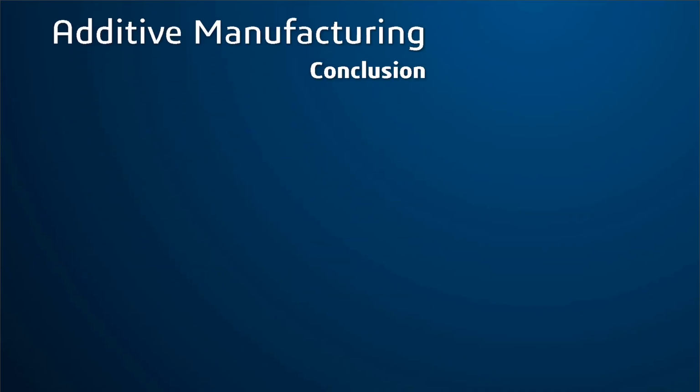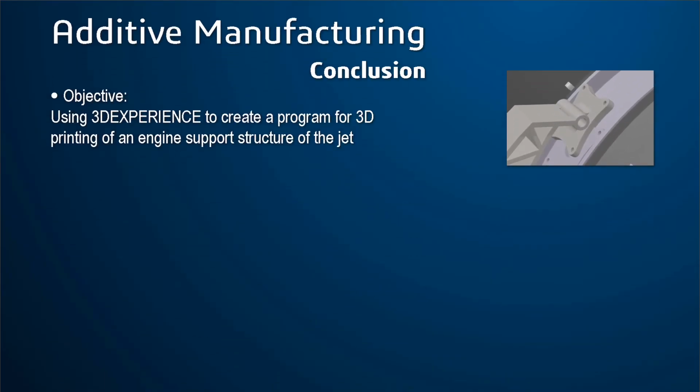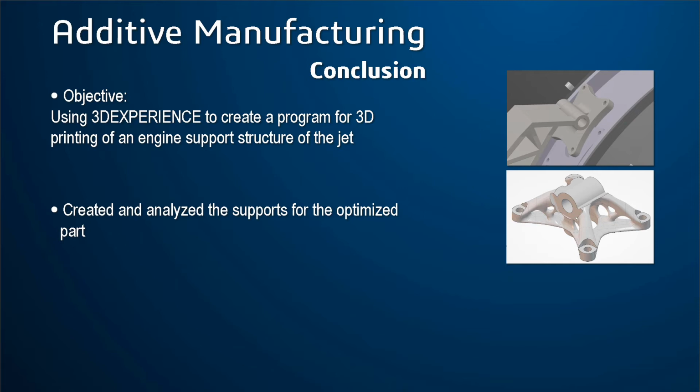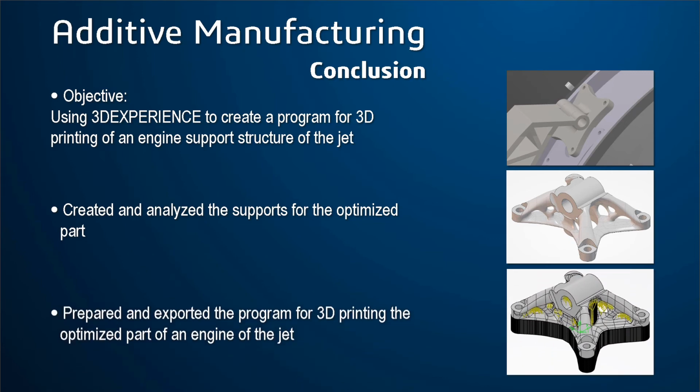We started with the objective of 3D printing the engine support structure. We created and analyzed the supports required for 3D printing the optimized part using the powder bed fabrication app. After analysis, we exported the generated program output in a file, which will be used to 3D print the engine support structure.